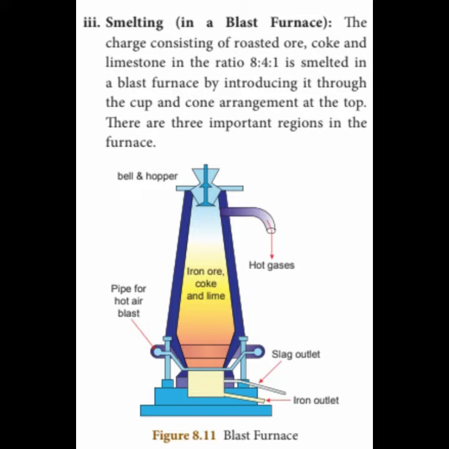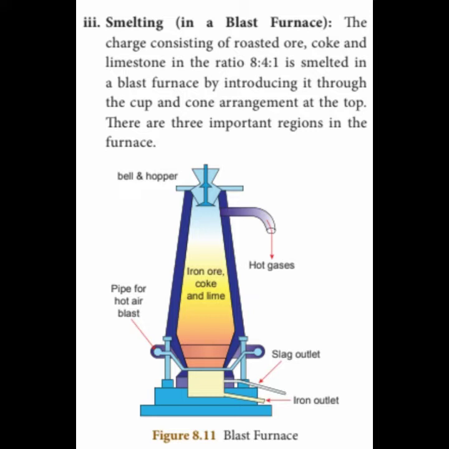Coke is nothing but carbon. So you have to clearly understand what coke means. It is nothing but carbon. Its symbol is C. And limestone, the formula we know, is calcium carbonate, CaCO3. These three we have to take, that is roasted ore, coke and limestone, in the ratio 8:4:1. The maximum amount is roasted ore, the second quantity, less, is coke, and the least is limestone. All of these are taken in the ratio 8 is to 4 is to 1. It is smelted in a blast furnace.